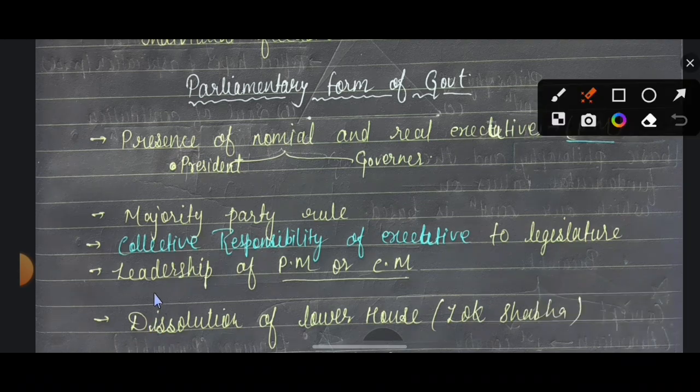The next point is the leadership of the prime minister or CM. It also proves that India has a parliamentary form of government. And the last point is the dissolution of the lower house, Lok Sabha. As we know, our Lok Sabha is dissolved after 5 years, and after 5 years there is a new election. That's why it is dissolved.